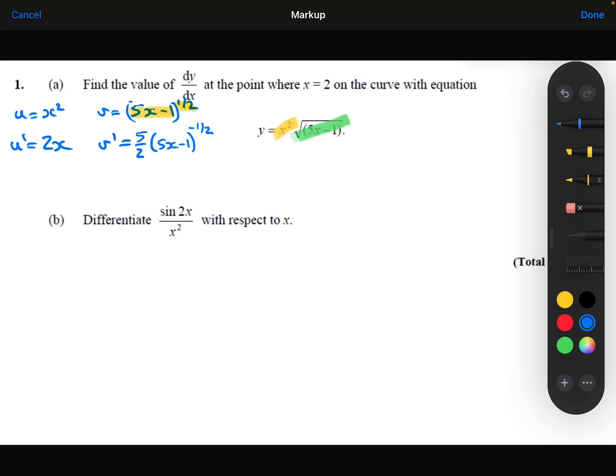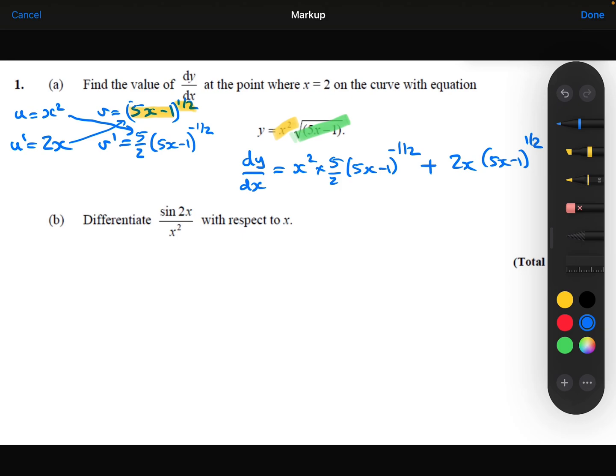Okay, right. Using the product rule then, I can write dy by dx. I know this is going to be equal to u times v dashed plus u dashed times v. So x squared times 5 over 2, 5x minus 1 to the power of minus 1/2, plus 2x times 5x minus 1 to the power of 1/2. This is my gradient function.